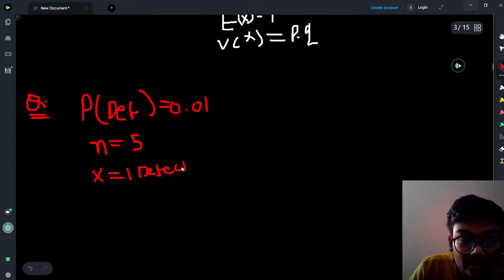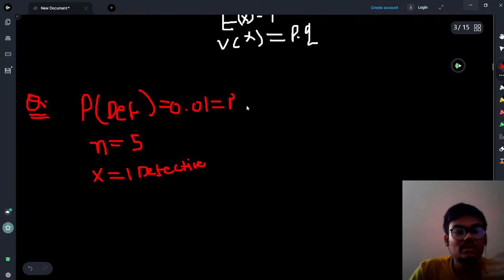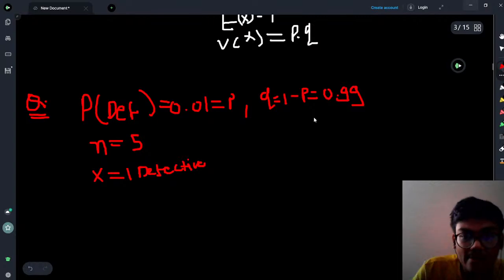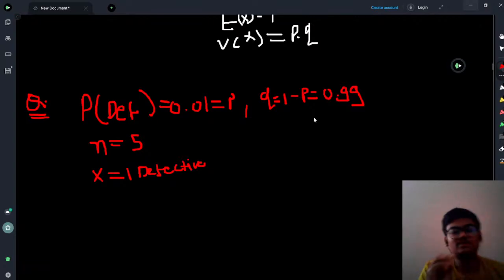We want to find the defective one now. So this probability is for what? This probability is the probability of success, as simple as that. So what's the probability of failure? The probability of failure means 1 minus p, which is 0.99. Okay, now first check whether we can use binomial or not. So we can use it. Why?